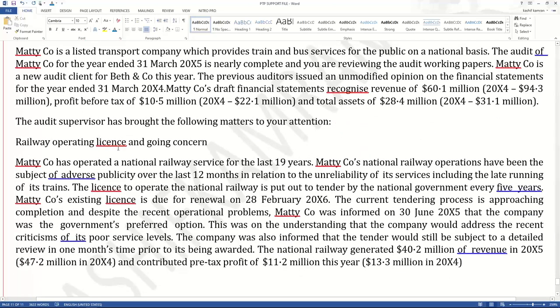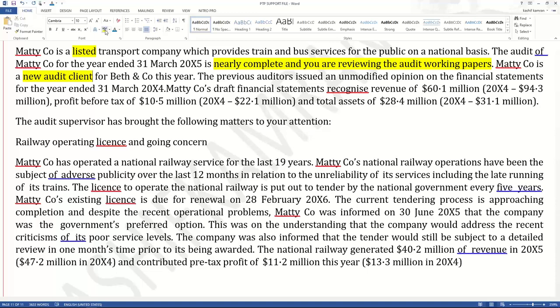Matty, a company, is a listed transport company. That's important information. So highlight listed transport company which provides train and bus services. The audit of Matty for the year ending 31st of March is nearly complete, and you are reviewing the working paper. So does that tell me we are standing at a completion stage? It's a listed company and the audit is nearly complete and you are reviewing the working papers. Matty company is a new audit client of the audit firm. So is that important information? I might need to use it somewhere when answering the question.